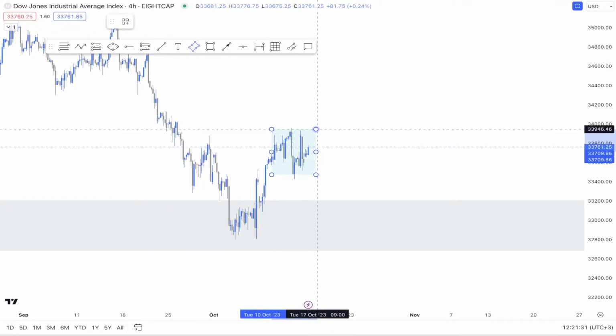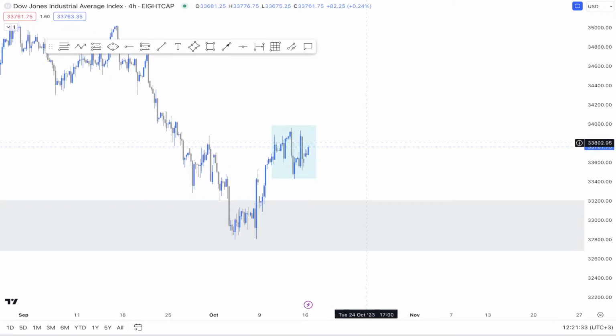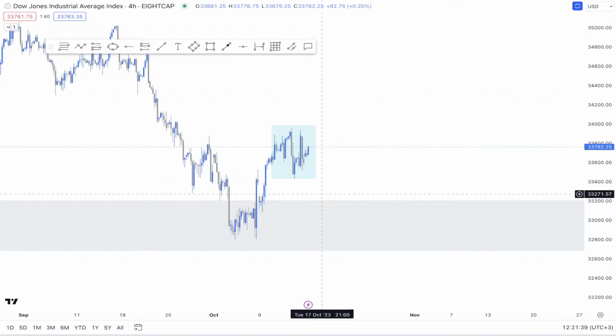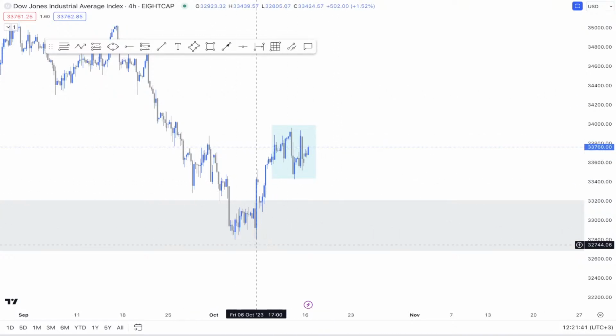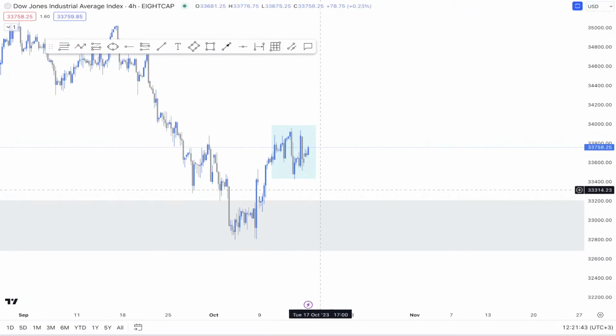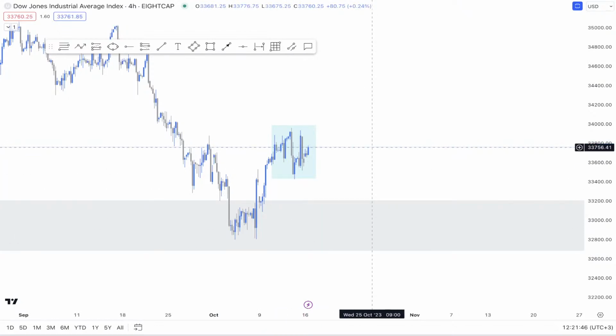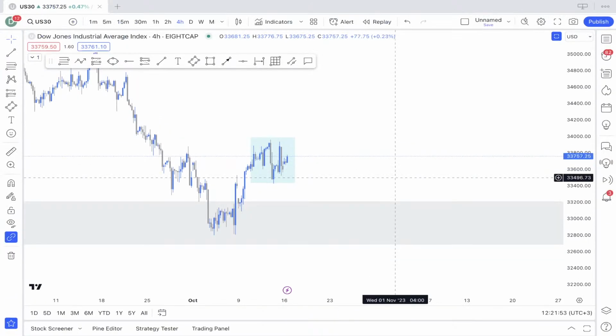Okay, we can quickly draw it. And I just want to see a clear break. I want to see either a clear break to the upside, forming a nice bullish range, or a clear break to the downside, going deeper into this demand level here. Okay, that's what I want to see. Either one of these two scenarios to be like, okay, I'm gonna go long, or I'm gonna look for some shorts. Until then, I will just stay on the sidelines on US30.